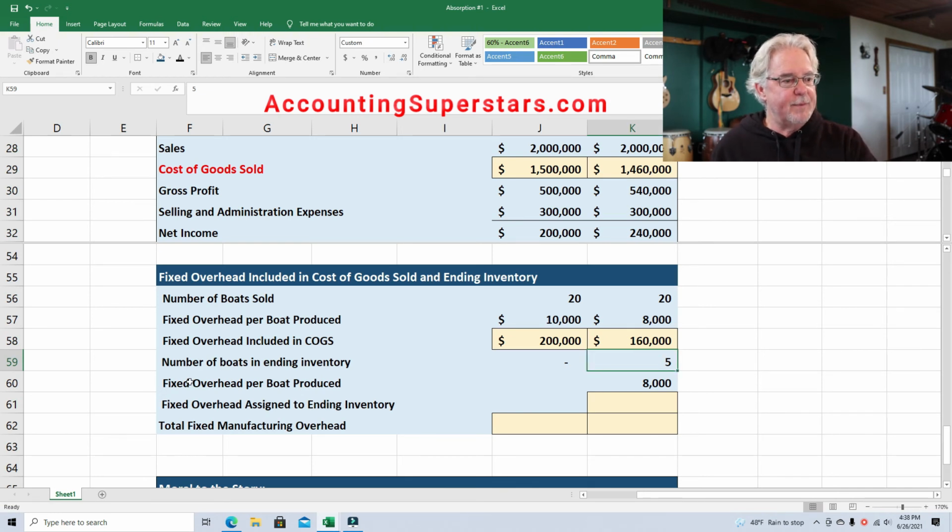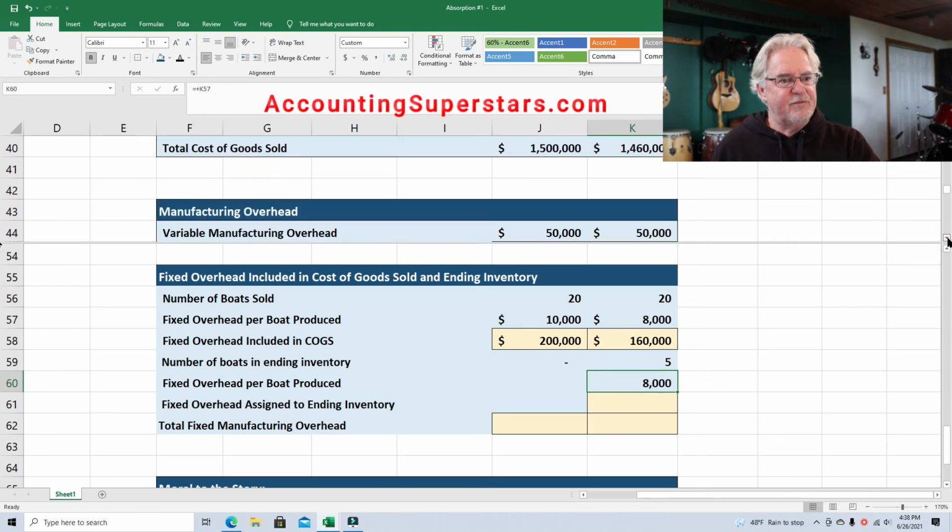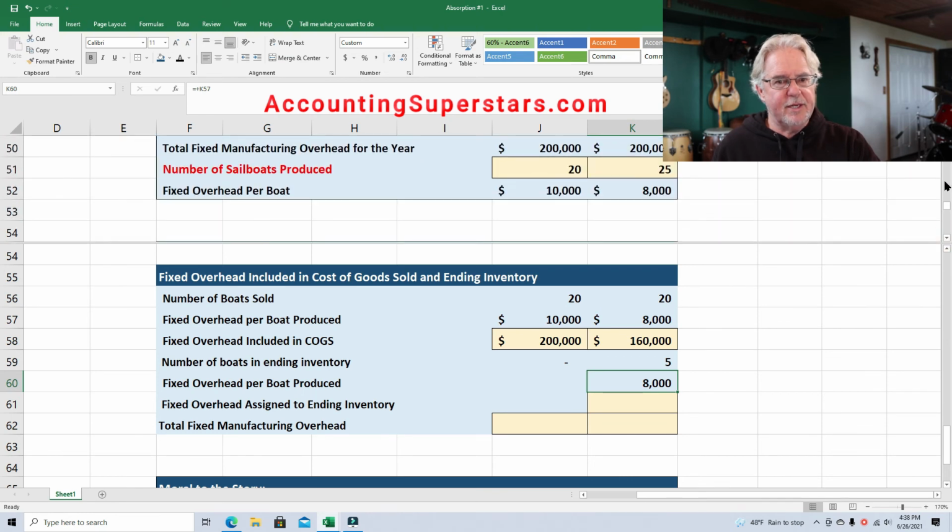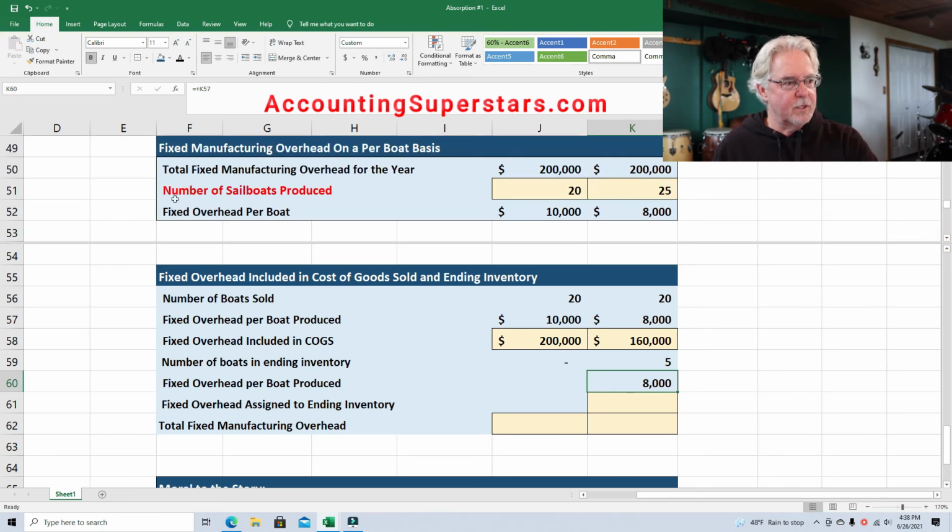So the fixed overhead per boat produced is 8,000. And where'd that number come from again? Let's go back and check. Here it is. Here's where that number came from. Total fixed manufacturing overhead for the year, 200,000, and they built 25 boats. And if you go 200,000 divided by 25, you get 8,000. So that's where that 8,000 comes from. So 5 times 8,000 is our missing 40,000.